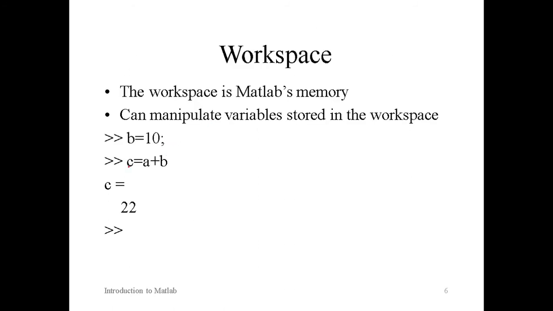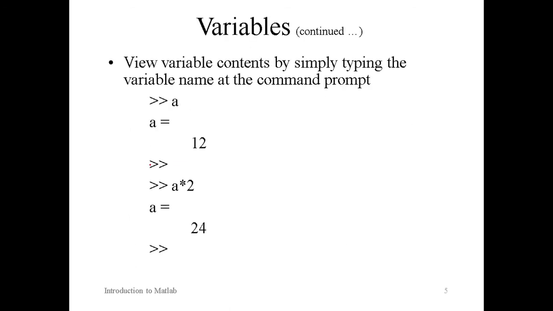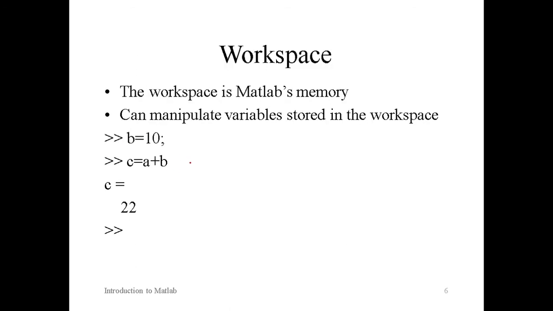Here there is no semicolon. So c is equal to a plus b. We know a is 12 because we have already defined the value of a. So 12 plus 10 will be 22, and MATLAB will give you the answer. This is one easy example of adding two numbers. You can do matrix multiplication, the inverse of a matrix, or the eigenvalues of a matrix. Sine, cos, and any trigonometric quantities you can easily find using your command window.